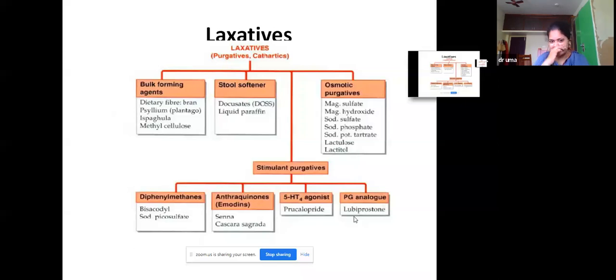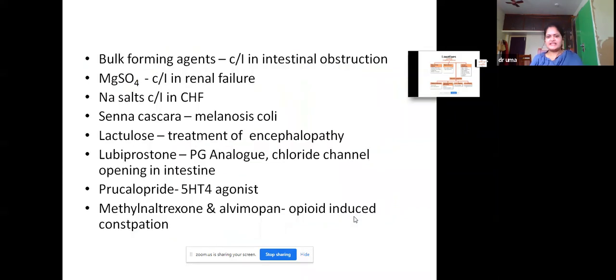The bulk forming agents are bran, psyllium, ispaghula, and methylcellulose. The stool softeners are docusate and liquid paraffin. So osmotic purgatives are magnesium sulfate, magnesium hydroxide, sodium sulfate, sodium phosphate, sodium potassium tartrate, and lactulose. Among the osmotic purgatives, lactulose is very important. Bulk forming agents should not be used in intestinal obstruction. Magnesium sulfate is contraindicated in renal failure because it causes accumulation of magnesium.